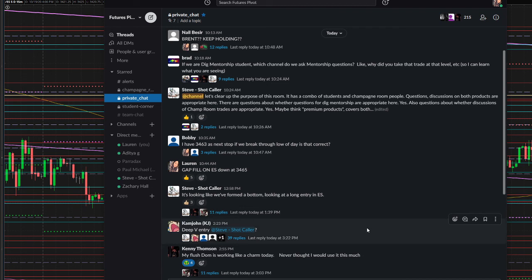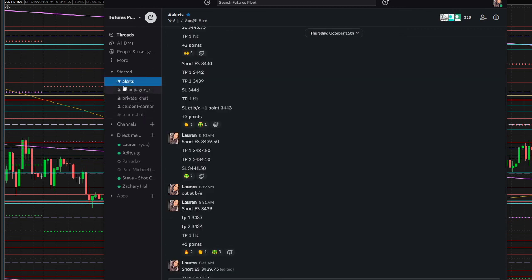And if you want to join the room, this is what it will look like. This is all of the access that you will have depending on if you sign up for the standard room or the premium room.